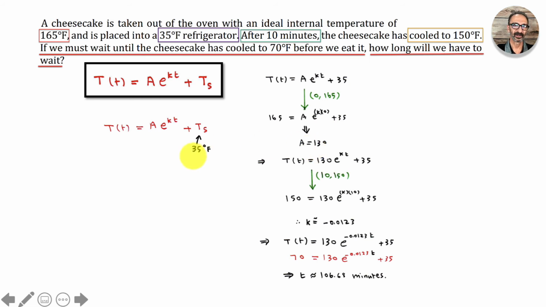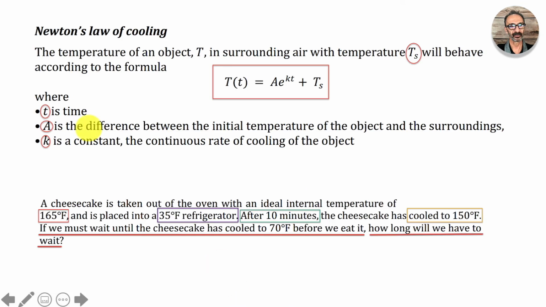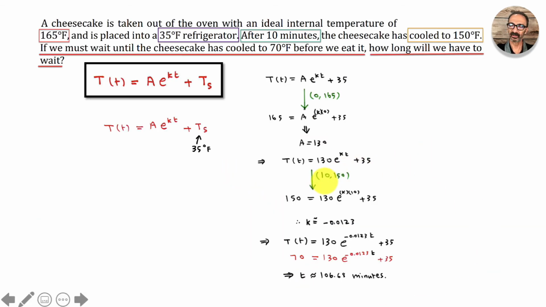Okay, that is the surrounding, and that's A, which is the difference between 35 and 165, as the definition says, or you could do the math and do it yourself. Now, we have 35 here, we have 130 here, we don't know K. K is defined as the constant, the continuous rate of cooling. How do you find it? Well, we have another point.